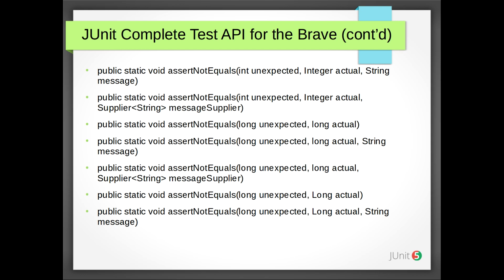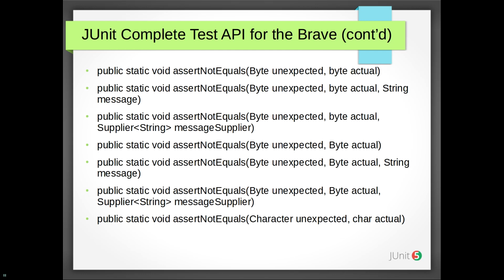We're going through the paces through various primitive data types, wrapper data types, for example, an int primitive and an Integer wrapper, and also we're going to see some object overloads. Please note we don't have string overloads, so if you want to compare strings, you can use the object overloads. Alright, next page of assert not equals methods.